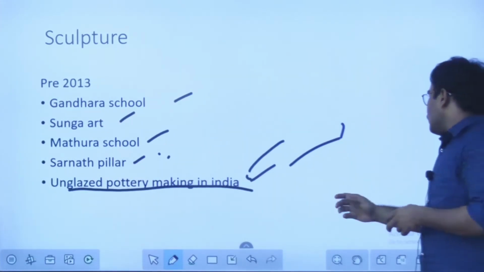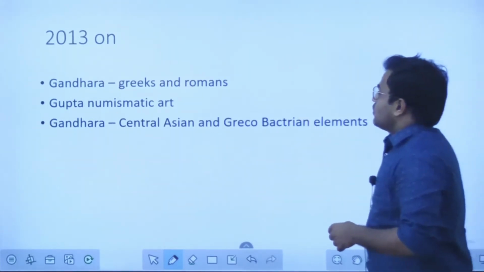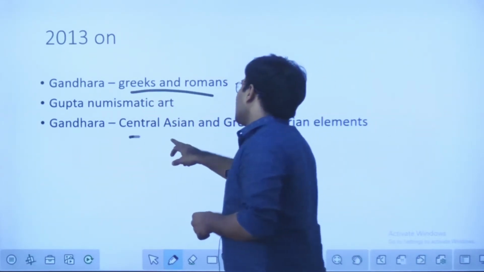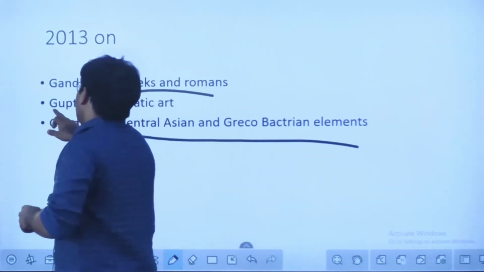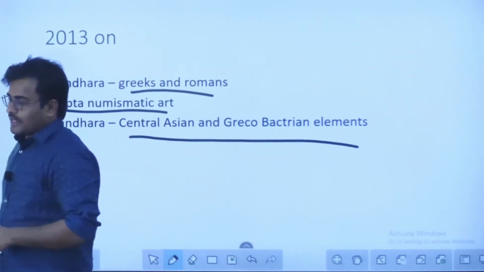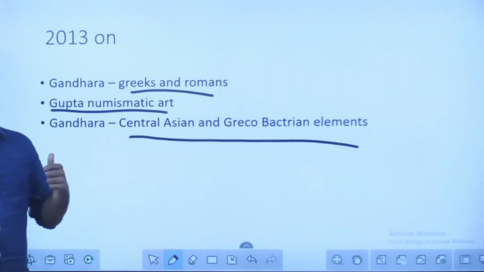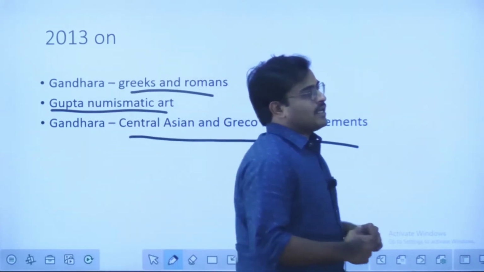Now post-2013, they asked a question twice: Gandhara, Greek and Roman influence, Central Asian and Greco-Bactrian elements. All of these things have been covered very, very well. And Gupta numismatics, they asked a question on numismatic art, because this is usually considered to be relief sculpture in history. Numismatic art is relief sculpture, so that's why I have included it here.